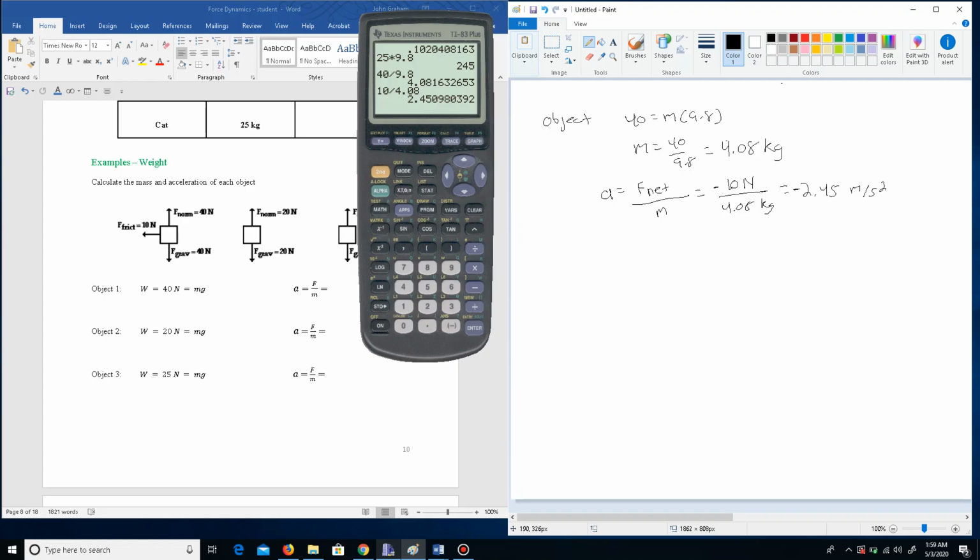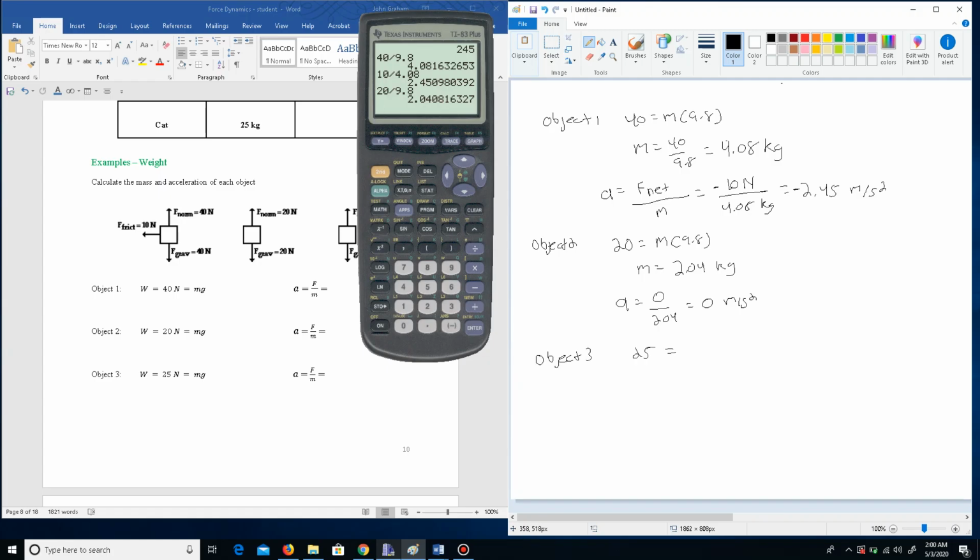Okay, object 2, we had 20 newtons, and it's equal to mass times 9.8. So the mass here equals 20 divided by 9.8, and you get 2.04 kilograms. We said before that the net force on this one was 0, so your acceleration is 0 over 2.04, which is 0 meters per second squared. So no acceleration on the second one.